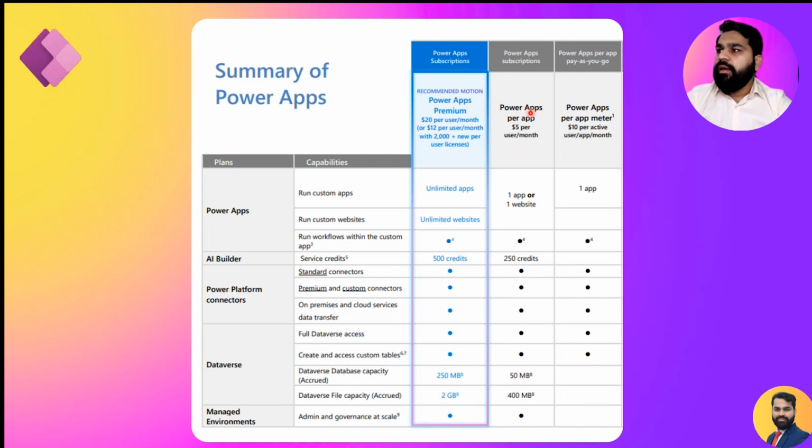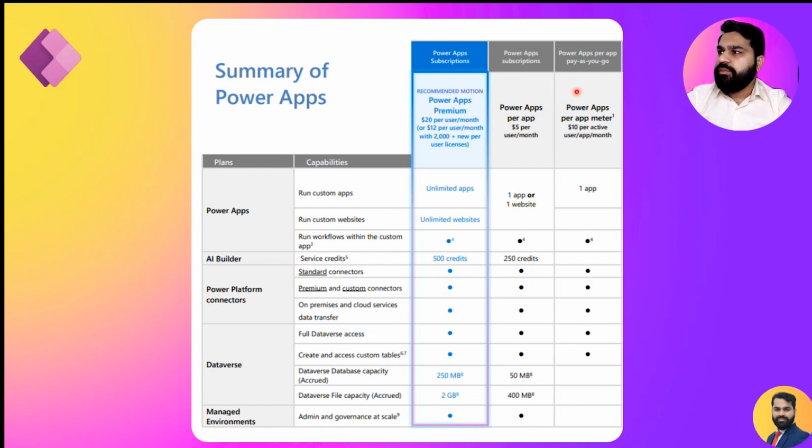The second one is the Power Apps per app license. This specifically gives access to only one particular application. We'll also talk about the capabilities, what is included within these different types of subscriptions. Right now, I'm sharing at a very high level that Power Apps per app, as the name suggests, gives access to one particular application to whichever user it is assigned to.